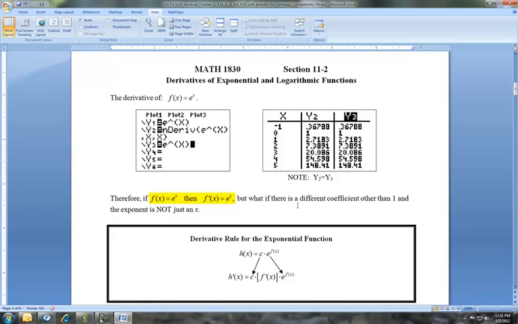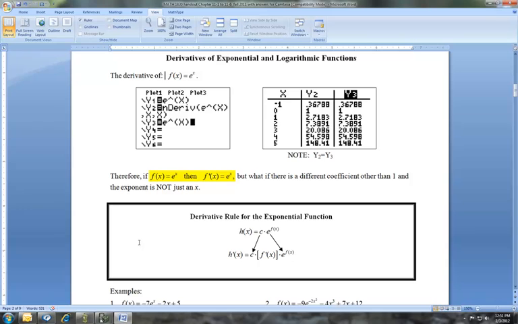But the issue here is, what if there's a different coefficient other than 1? The exponent is not just an x. Well, I've got a rule, and we're going to be putting these in the calculator. I want you to do that so you'll get in a habit to check yourself.